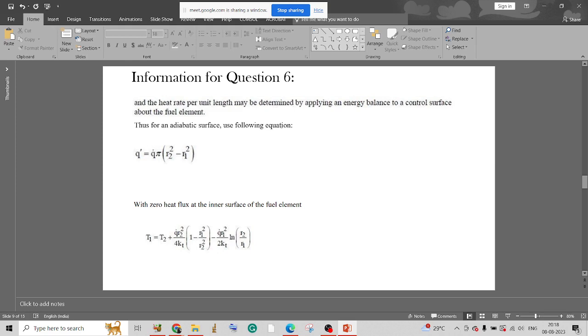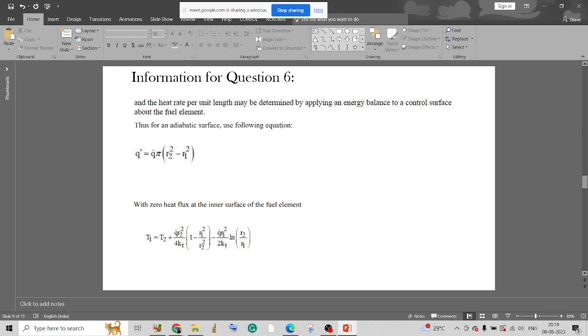So Q dash we can find out from Q dot by R2 square minus R1 square, right? The heat that is generated is already given in the question as 10 to the power 8 watt per meter cube. So we can use this, and R2, R1 we already know. If we find this, then using this equation we can find out T2, as T2 equals Q dash R total dash plus T infinite, right? So Q dash we can get from here, put it here, and from there we can get T2.